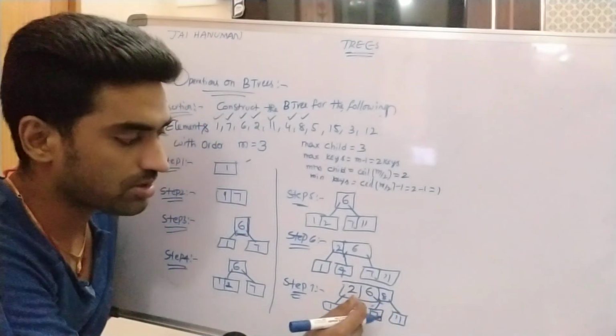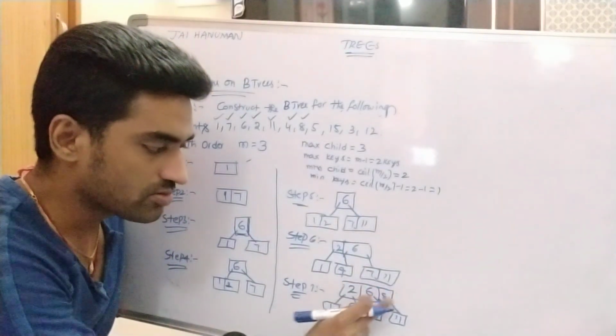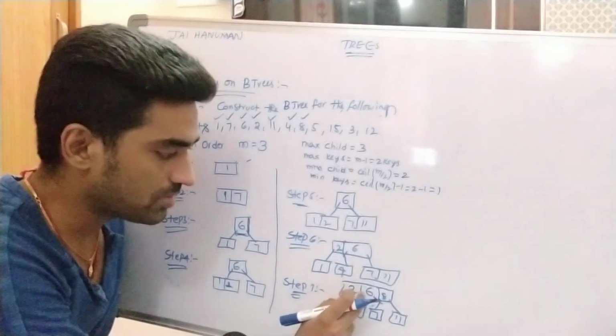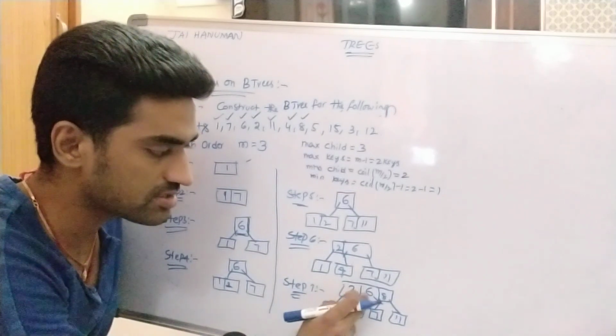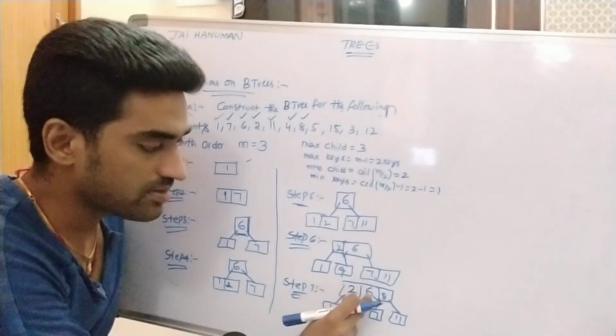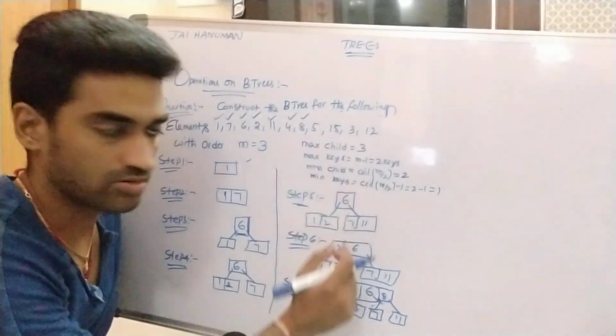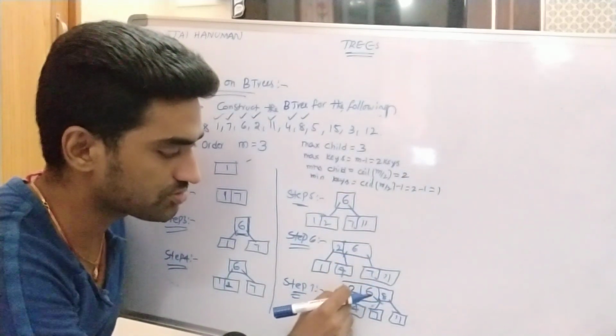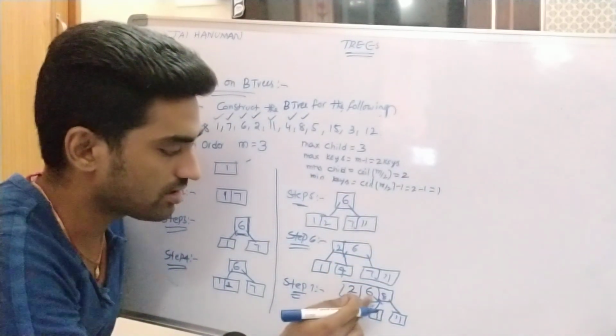Again we have checked the B tree property. This node violates the third order B tree property. This node contains 3 key values, so that's why the middle node becomes the root node. So for 6, what are the children? 2 8.